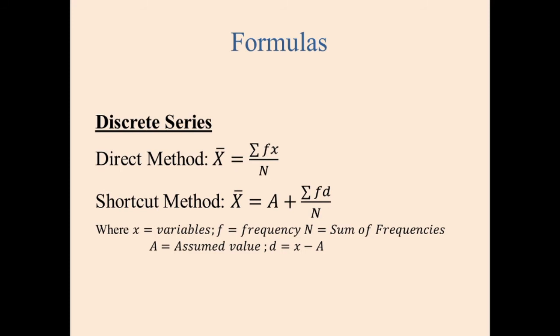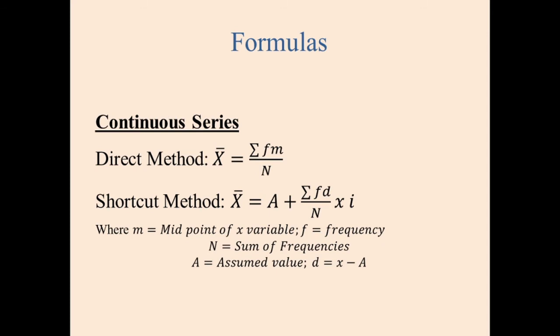For discrete series, arithmetic mean is equal to sigma fx by n, where f is the frequency and x is the variables. Here n represents the sum of frequencies. In individual series, n represents the number of observations. The shortcut method for discrete series is a plus sigma fd by n. Similar to individual series, a is known as assumed value and d is equal to x minus a.